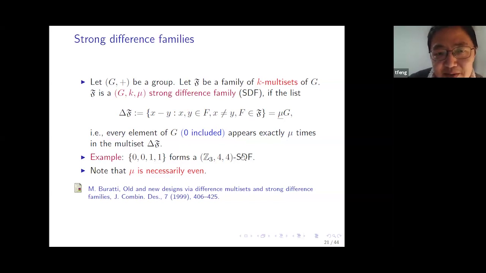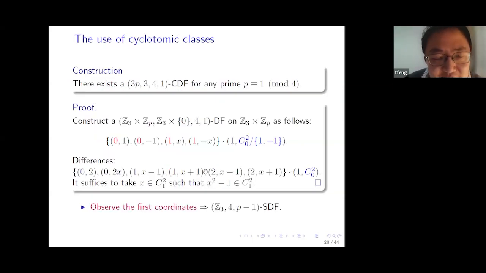So this forms a 3, 4, 4 strong difference family. Here we use the word strong to distinguish this concept from the traditional concept. In this concept, because 0 must occur as a difference, the index mu must be even, because of the left element minus the right element and the right element minus the left element. Okay, so let's return to our last slide.